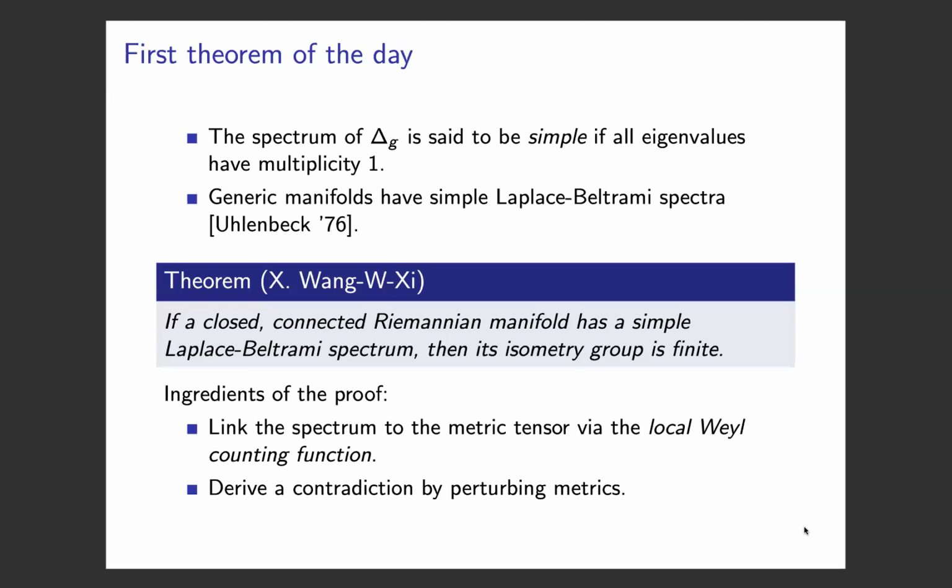It turns out that, by a result of Uhlenbeck, generic manifolds have simple Laplace-Beltrami spectra, at least generic manifolds in a C^k smoothness class. What we prove with Xing Wang and Yakun Xi is that if a closed connected Riemannian manifold has a simple Laplace-Beltrami spectrum, then its isometry group is finite.